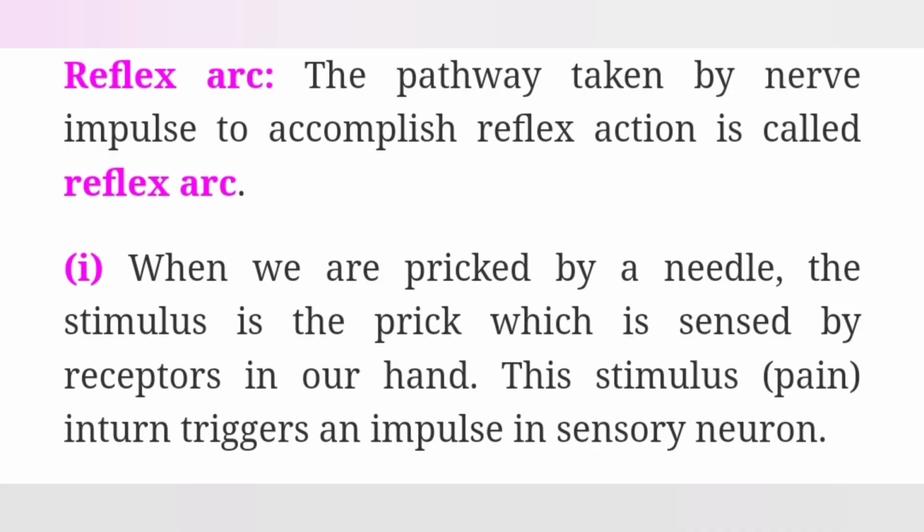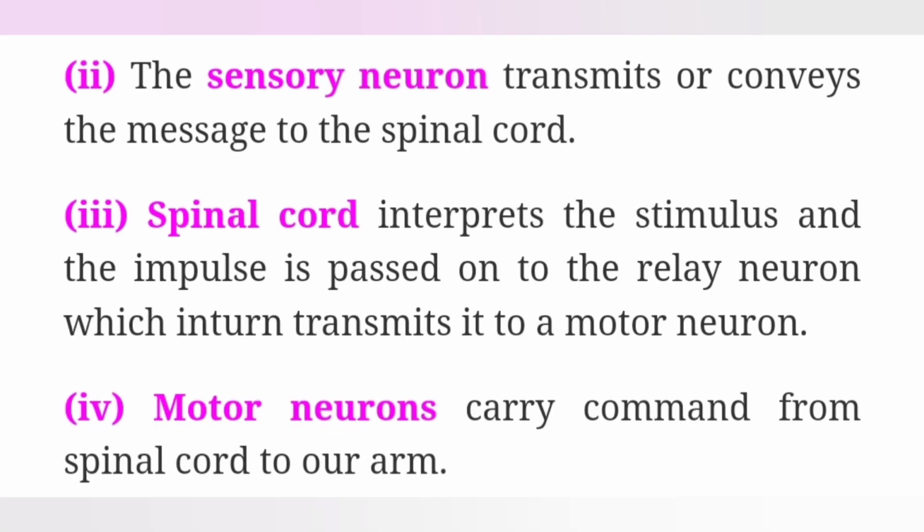Then reflex arc. The pathway taken by nerve impulse to accomplish reflex action is called reflex arc. First point, when we are pricked by a needle, the stimulus is the prick which is sensed by receptors in our hand. The stimulus, pain, in turn triggers an impulse in the sensory neuron. Second point, the sensory neuron transmits or conveys the message to the spinal cord.